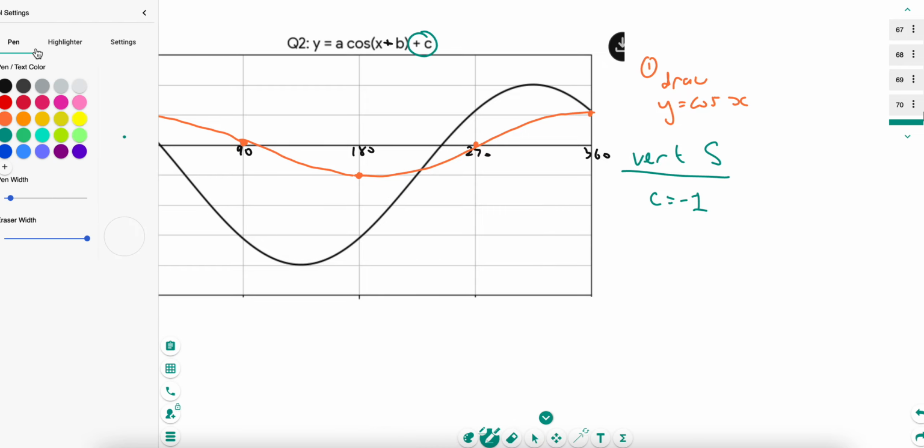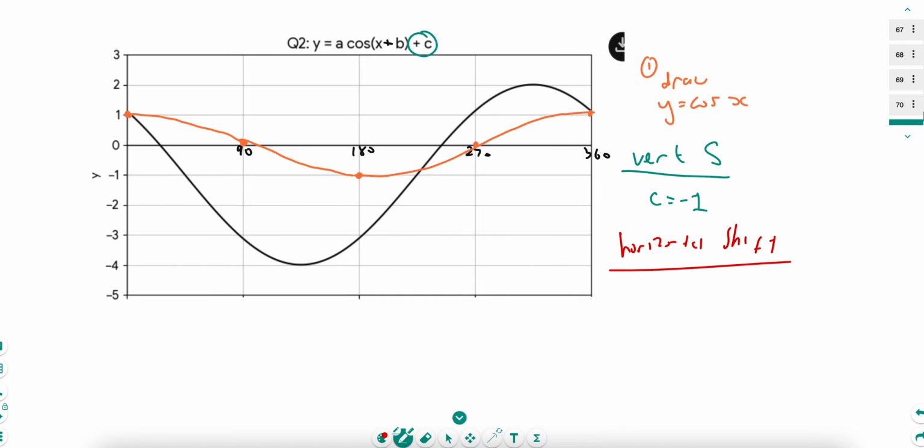Let's do the horizontal shift now. So let's find the first minimum values for each of these. The first lowest point for our regular graph is this. The first minimum point for this graph here is down over here. So for our original graph, it's at 180. Our new graph, it's in the middle of 90 and 180, which is, I think, 135.